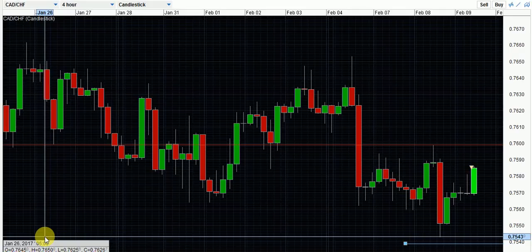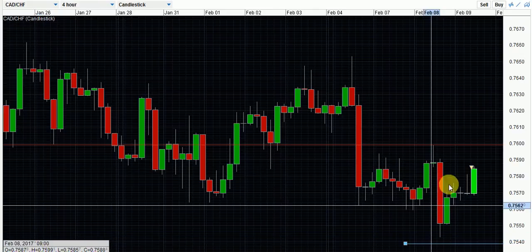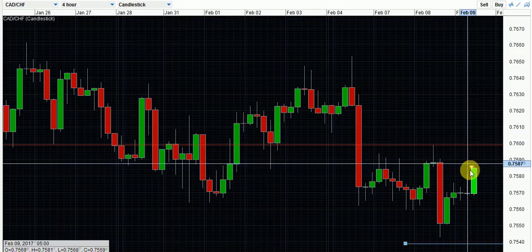Today is a market review of the currency markets on the 9th of February 2017. I'm just going to go through a couple of trades, a couple of setups that I've noticed. I'm currently in a live trade on the CAD Swiss franc 4-hour chart. Reason being, my entry here is this yellow arrow.